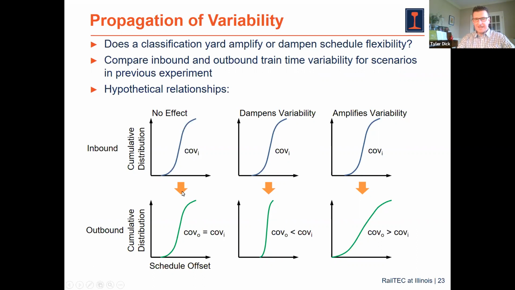If we have no effect in that yard, basically what we're saying is that the coefficient of variation of our distribution of train arrival times would be very similar to the coefficient of variation in our outbound train departure times. If we dampen our variability, we'd expect to have less variation and a much narrower distribution of train departure times. If we amplify it, we would expect a much wider distribution, or wider variation, in our train departure times.